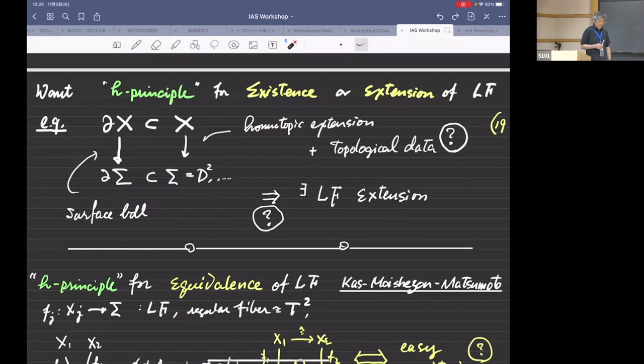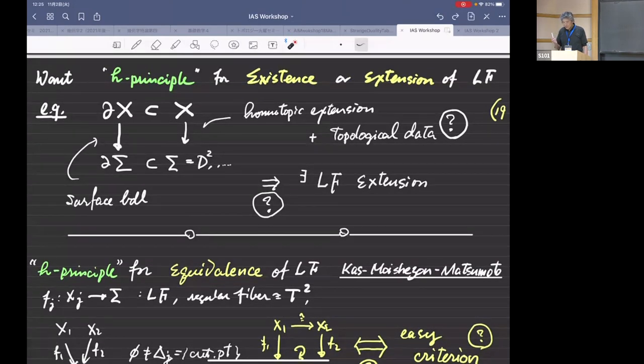And in the case of higher genus fibers, the monodromy data and the resulting manifold are almost the same. But in the torus case, if you consider the group of diffeomorphisms of the torus, the connected component is homotopic to the torus. But in the higher genus case, it's contractible. Its connected component is contractible. That's the difference. But I want some h-principle for the existence or extension of the Lefschetz fibration.